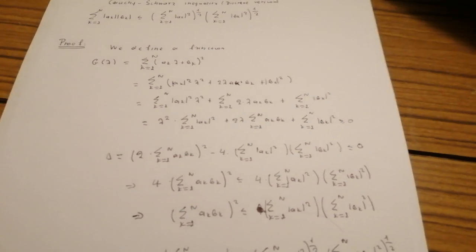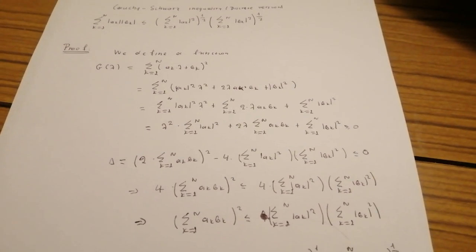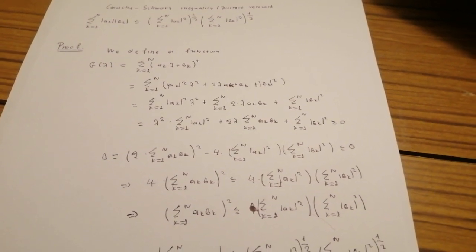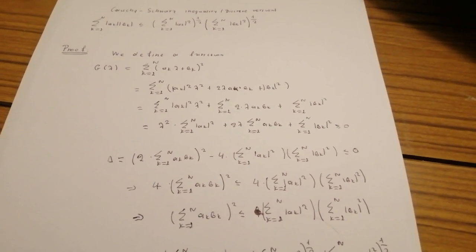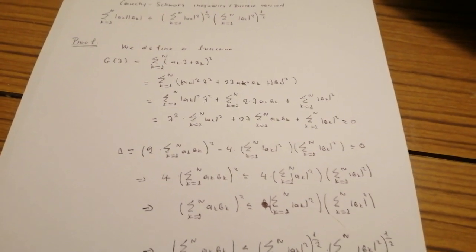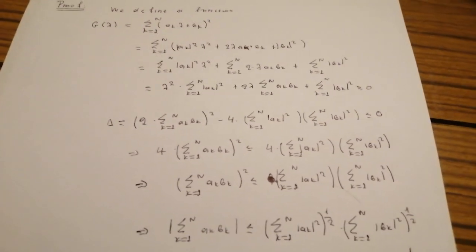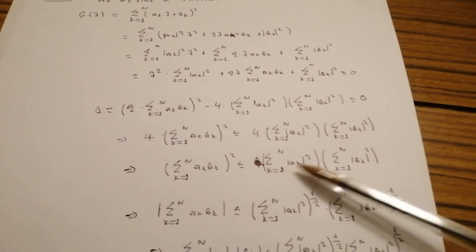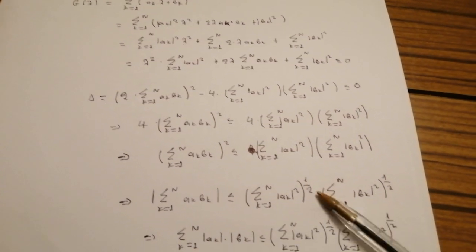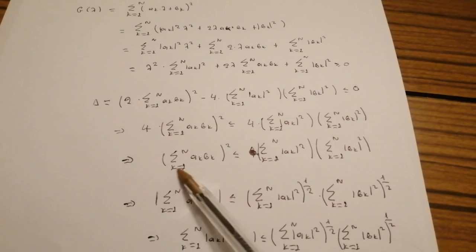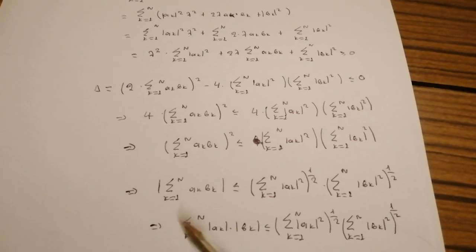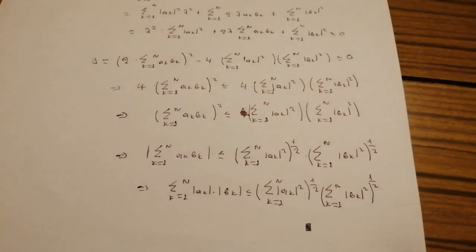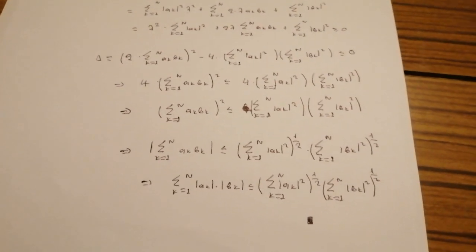This should be greater or equal to 0, but we have to go to the discriminant to examine when the discriminant is less or equal to 0. We do some calculations, we cancel out the 4s that appear on both sides. Then in this inequality we just take the square root, and we end up with the discrete version of the Cauchy Schwarz inequality.